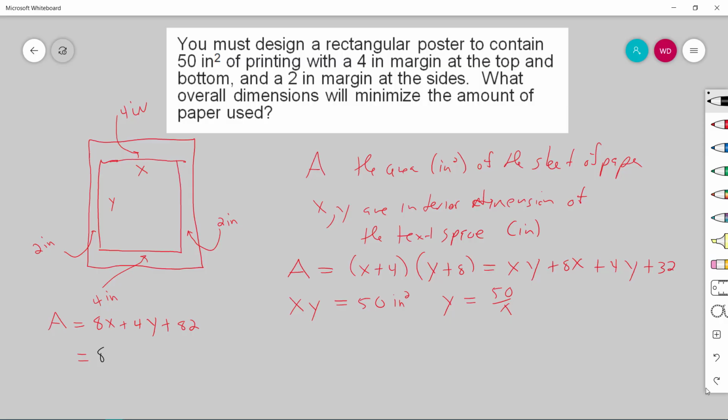That 8x plus 4y, and the 4y would then be your 200 over x, because y is 50 over x, plus 82. And that then gives you the area being used as a function of two variables. I want to then try and make this be a function of only one.